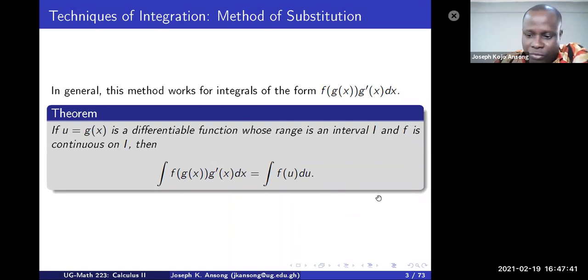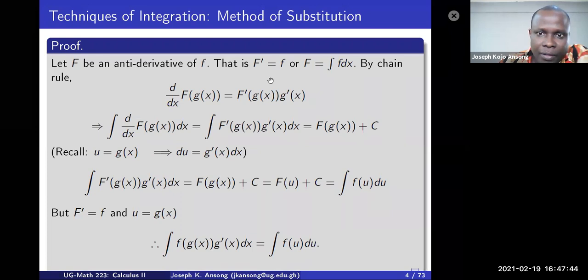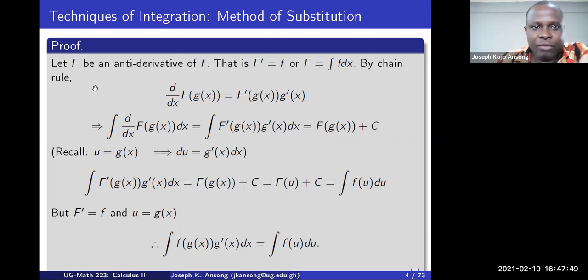Let's prove this theorem and then move on to the next thing. So you let F be an antiderivative of f, which means that capital F prime is equal to small f, or big F is equal to the integral of small f dx. Okay, so we can apply the chain rule. Then d dx of F as a function of g of x can be written as F prime of g of x, and then you have to multiply by the derivative of the inner function, g prime dx. So the derivative of this is equal to this.